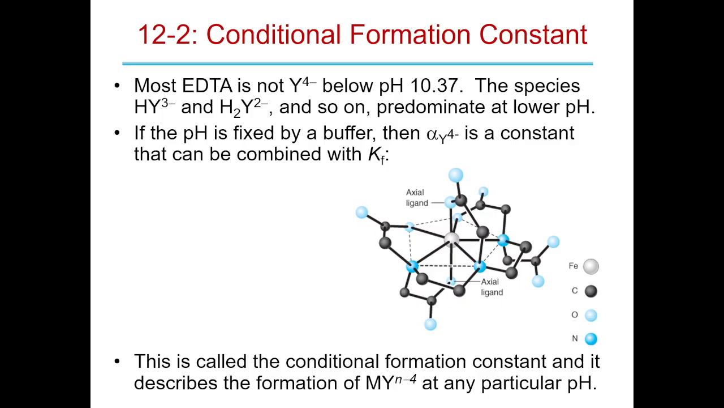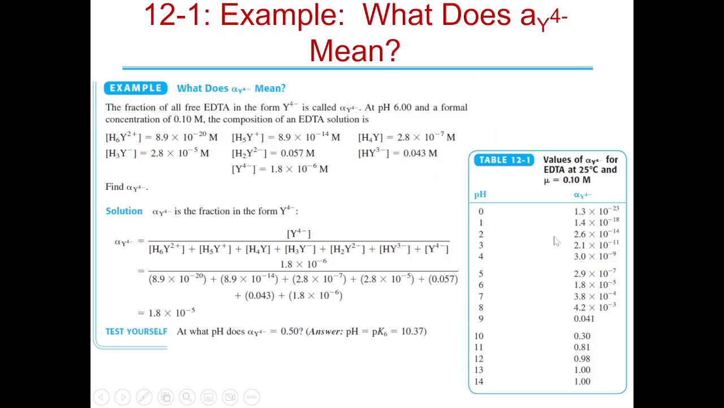So this is called the conditional formation constant. It would describe the formation of the metal and Y4 minus at any particular pH. And that's why we had that table. Remember the table I showed you? Right here? That's why we have that table. You can do it at different buffer regions, different pH levels that correspond to a buffer, okay?